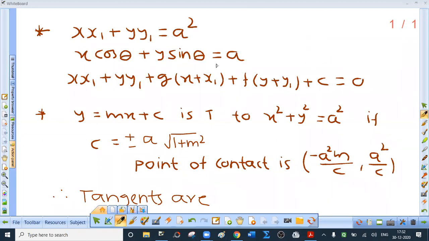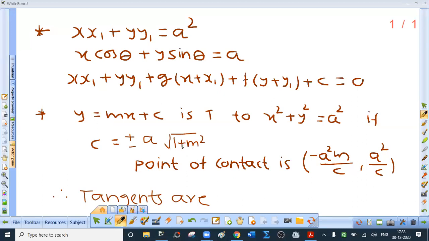Now equation of tangent to general circle at x1 y1 will be what? Xx1 plus yy1 plus g into x plus x1 plus f into y plus y1 plus c equal to 0. Second part is to find the condition that line y equal to mx plus c may be tangent. Here we consider only standard circle, that is x square plus y square equal to a square. So what is that condition? C equal to plus minus a into root 1 plus m square.